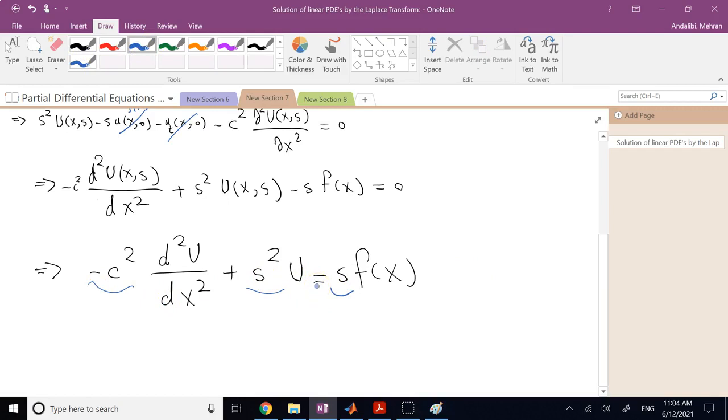And you know how to solve this, right? It has a homogeneous solution, and it has a particular solution which does depend on f of x. Correct? So you can say this u is u homogeneous plus u particular. U homogeneous comes from the characteristic, the auxiliary equation for the left-hand side. Particular comes from this guy.